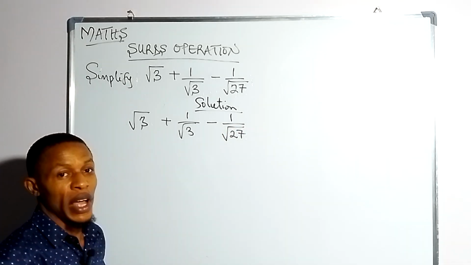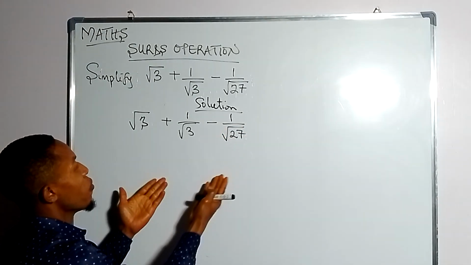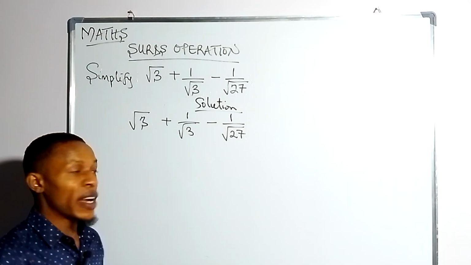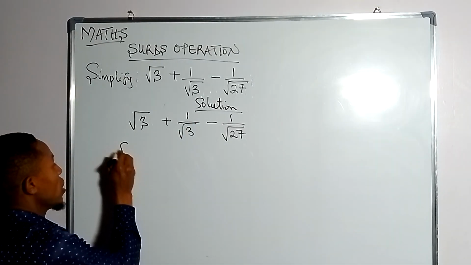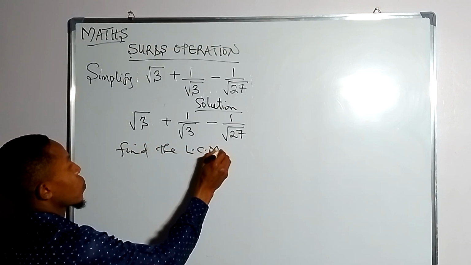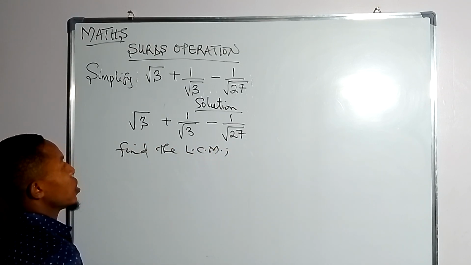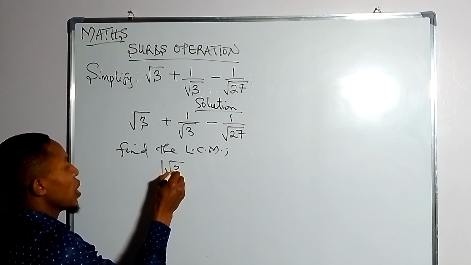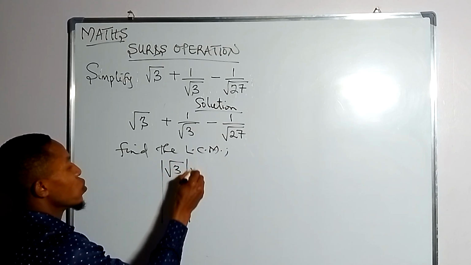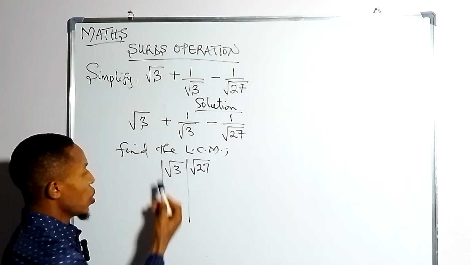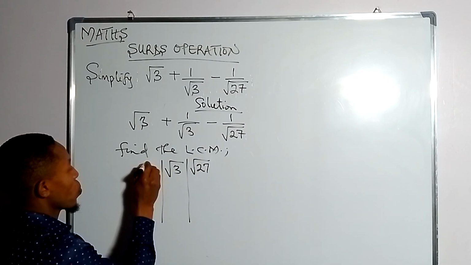If you look at what we have, this is like simple fractions separated by plus and minus signs. So we're going to find the LCM. So let's find the LCM. What's the LCM here? I'm looking for the LCM of root 3 and root 27. What can go here? So root 3 will go.